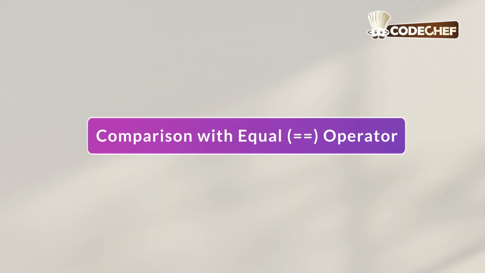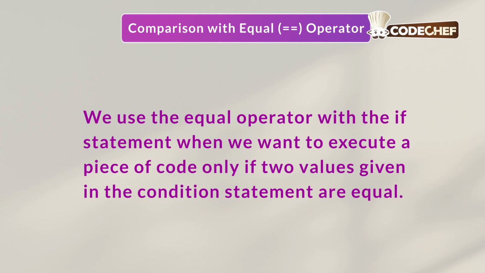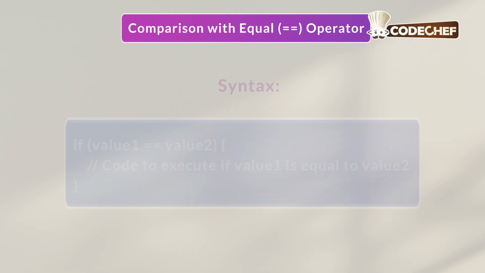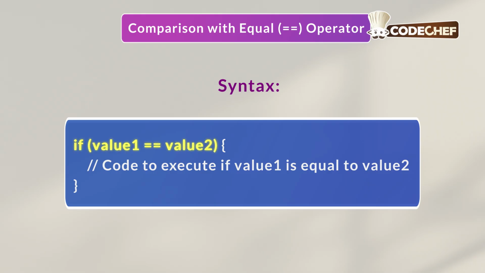The next topic is comparison with the equal operator. We use the equal operator with the if statement when we want to execute a piece of code only if two values given in the condition statement are equal. Let's have a look at the syntax. So if value 1 is equal to value 2, and then inside curly braces, code to execute if value 1 is equal to value 2.